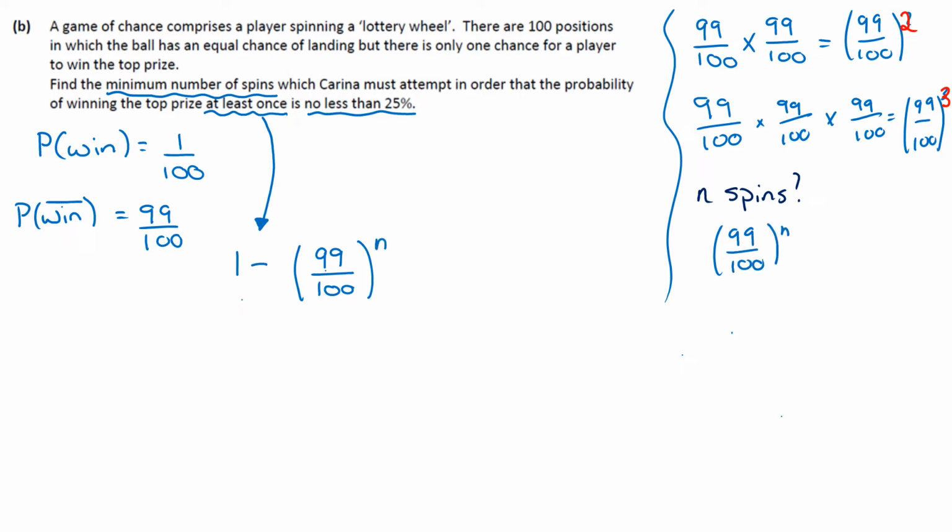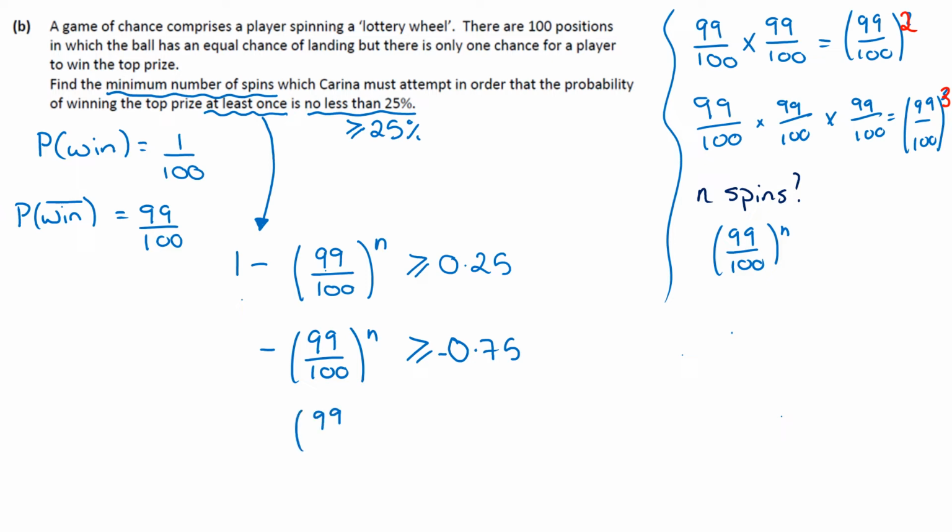And we want that to be no less than 25%, so that means greater than or equal to 0.25. We're going to write it in decimal, not percentage. So we're going to bring the 1 across, so 99 over 100 to the power of n is greater than or equal to, and we subtract 1 from both sides, so we get minus 0.75. We can change our signs, but when we change our signs, we must change the inequality.